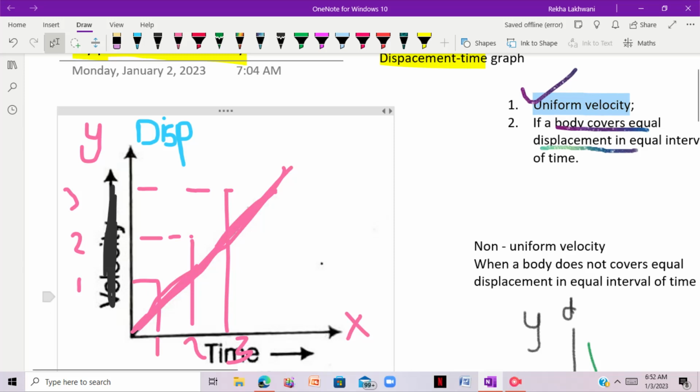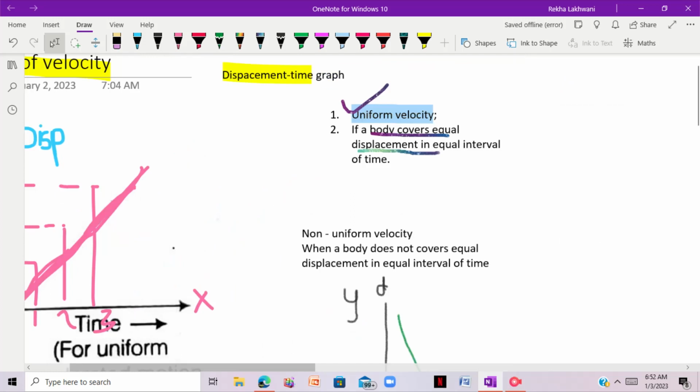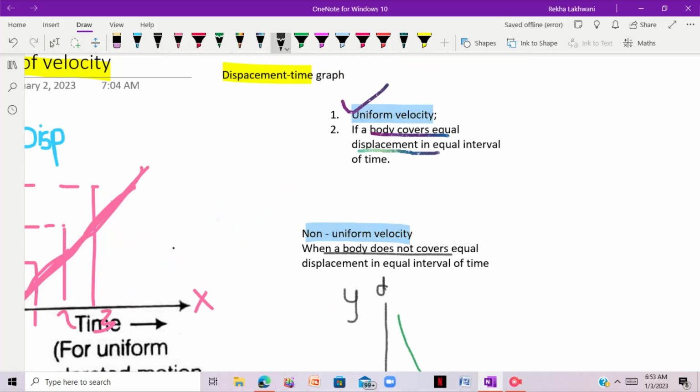So the non-uniform velocity graph can be anything. For example, it can be like this too, right? Even it can be like, let me make this. It can be like this too, right? So this is a graph of non-uniform velocity. It can be any type. For example, it can be like this too. Even like this too, it can be of any type. That graph is known as the graph of non-uniform velocity, right?